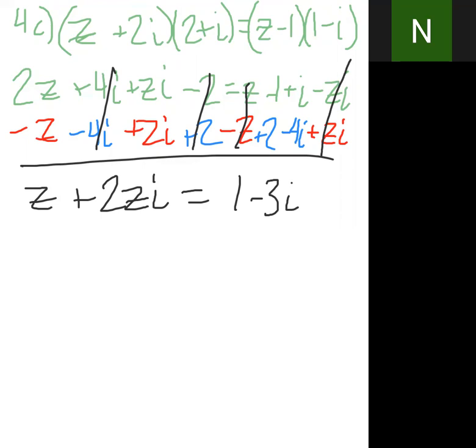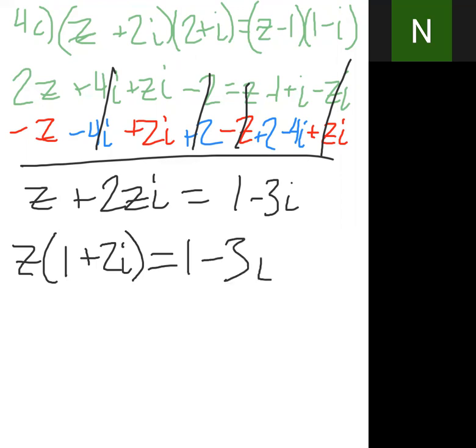Now, what I notice about the left-hand side is that there is a z in both terms, so I'm going to factor it out. So this left-hand side becomes z times 1 plus 2i. Maybe y'all see where this is going, I hope so. Equals 1 minus 3i. So now, in order to separate these two, I'm going to divide, and I end up with z equals 1 minus 3i divided by 1 plus 2i.